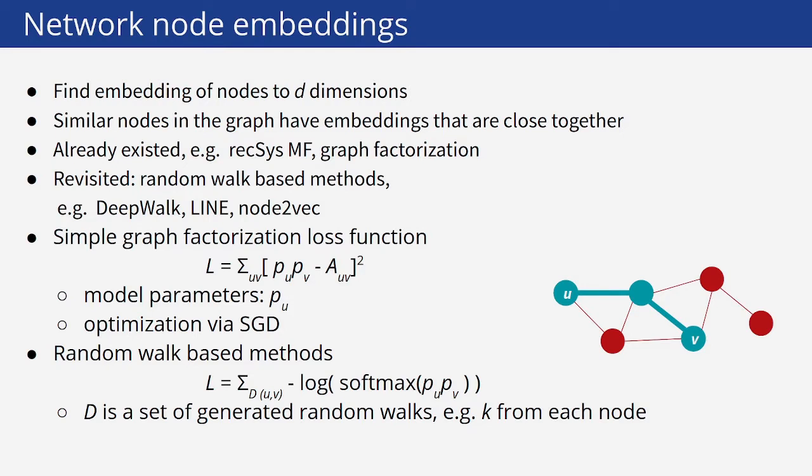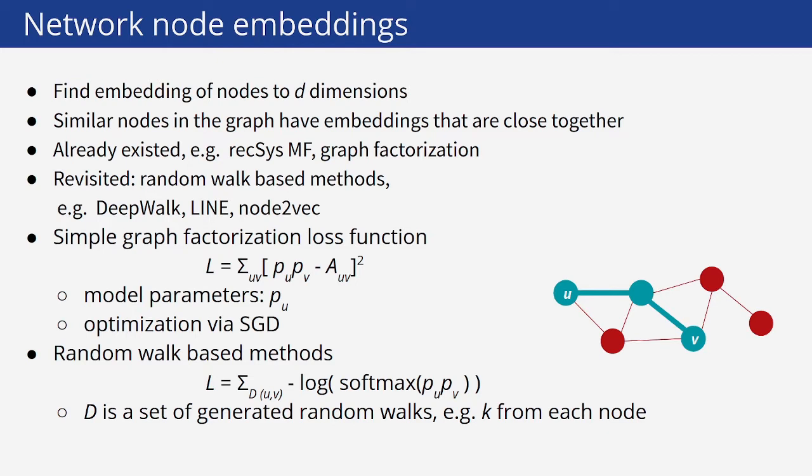The idea behind node embeddings is to map graph vertices to the dimensions in a way that similar nodes in the graph should be close in the embedded space. This problem was originally solved by matrix factorization, but it was recently revisited by random walk-based methods.